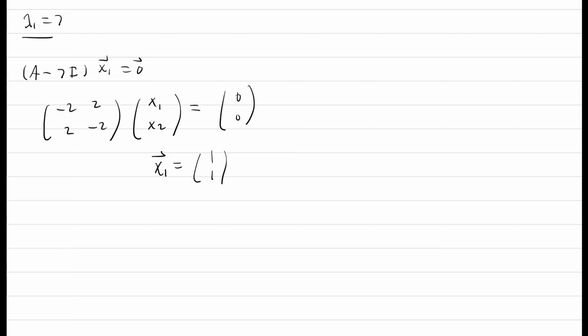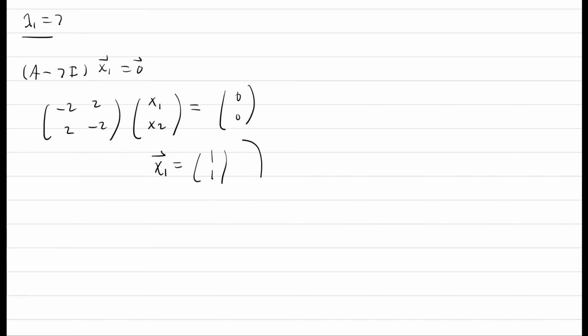Because if we carry out this matrix multiplication, we're going to have this times this plus this times this, and if we throw both 1s in for x1 and x2, those will sum to 0, which is exactly what we want here. Okay, so our first eigenvector is 1, 1. Good. Now, for lambda 2, which we said was 3, we're going to do the same thing.